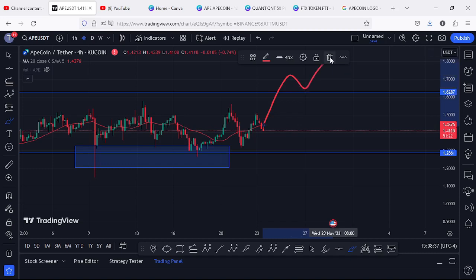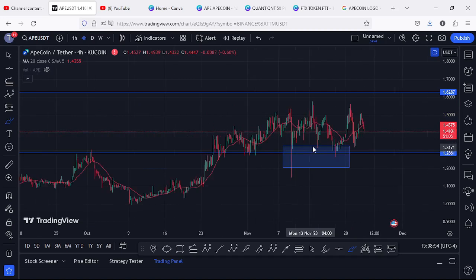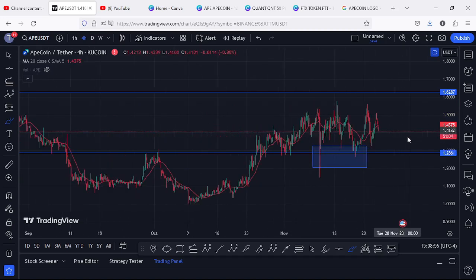We are also holding above a significant area of support at around the $1.286 mark. And as long as that key area of support continues to hold, there are chances that we can continue expecting higher prices here on the Apecoin chart. Apecoin has also continued to obey the Elliott wave structures.